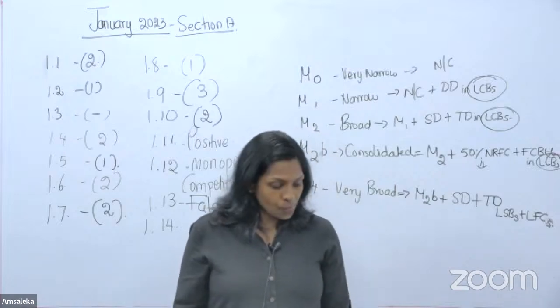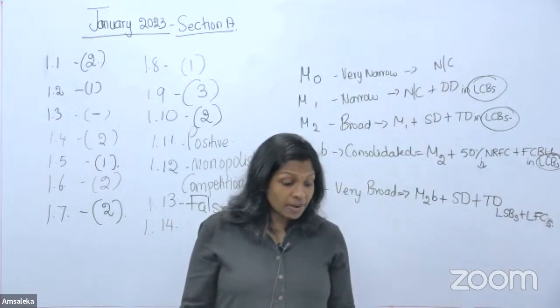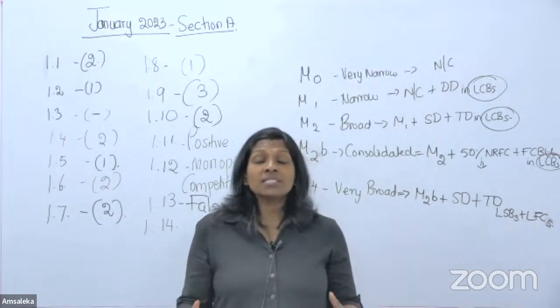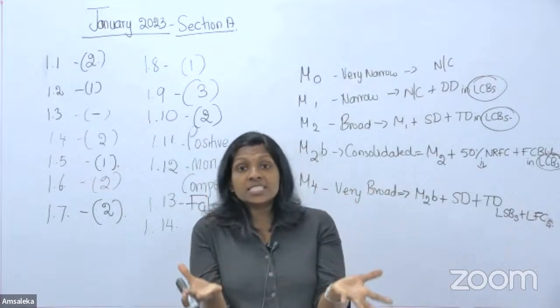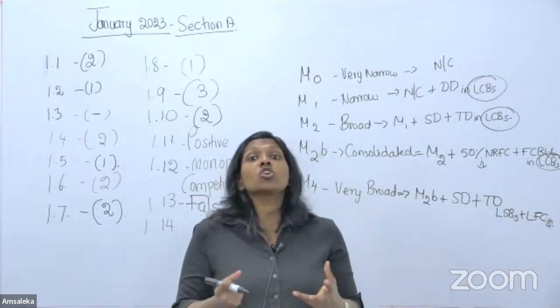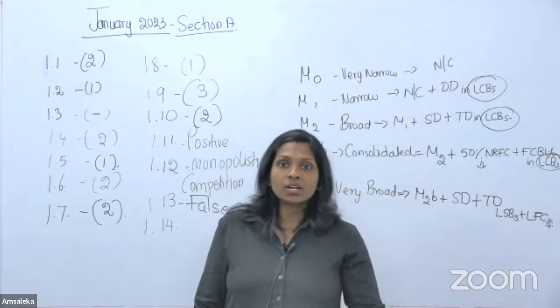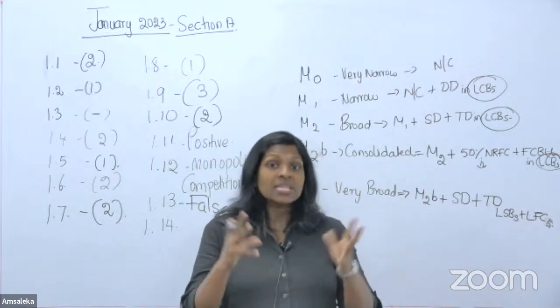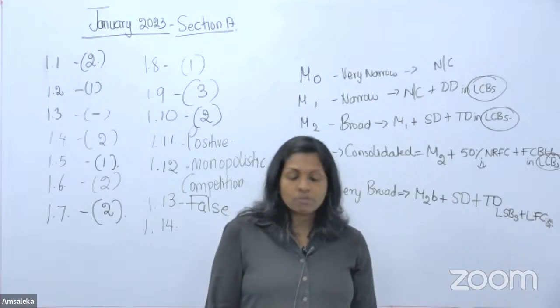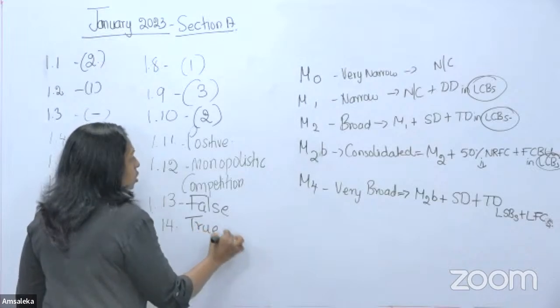So 1.14, an economic system is a set of principles established to solve the fundamental problem. Yes, an economic system is created, prepared, or developed by a set of people to solve the economic problems. Yes, it's correct. Whether market economic system or planned economic system or whatever the system, it is the set of principles established by a group of people to solve a fundamental problem. So the answer is correct, true.